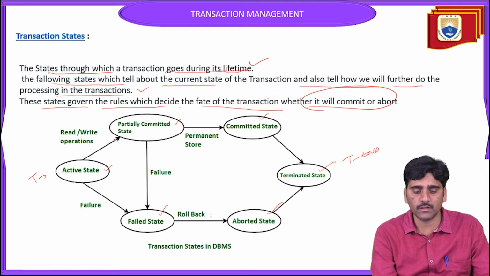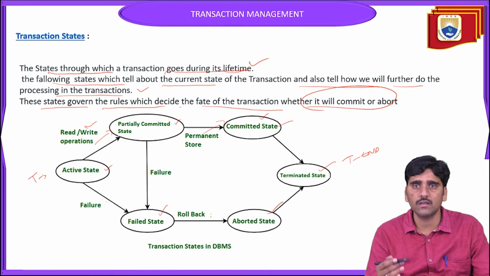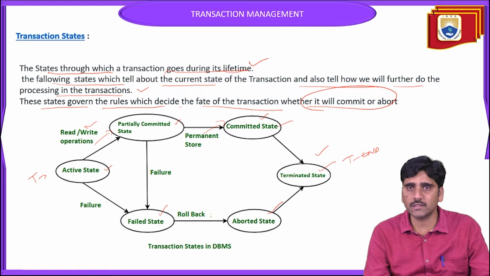In the success behavior, it performs the read or write operations of the transaction. Once the read or write is done, the next stage is the partially committed state. Once it is partially committed, it is stored permanently in the database, which means the committed state. Once it is committed, the transaction is completed. That is nothing but terminated: the transaction is terminated from the transaction management. That is a success transaction.